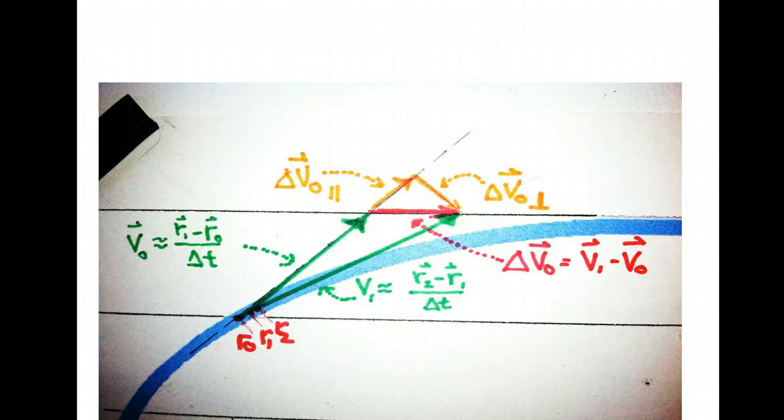Here is a picture of the orbit. Picking the first three locations, R0, R1, and R2, we begin our analysis by specifying the initial velocity, R1 minus R0 over delta t, and then we can calculate V1. We can take the difference between V1 and V0 to get delta V, and using the direction of the original velocity, we can determine the velocity change parallel and the velocity change perpendicular.